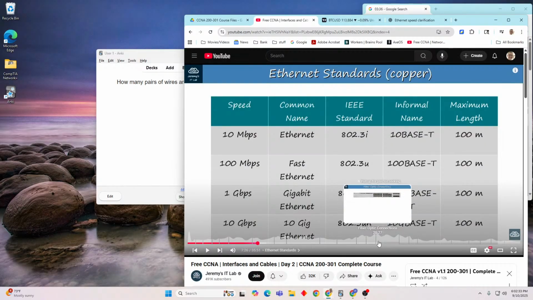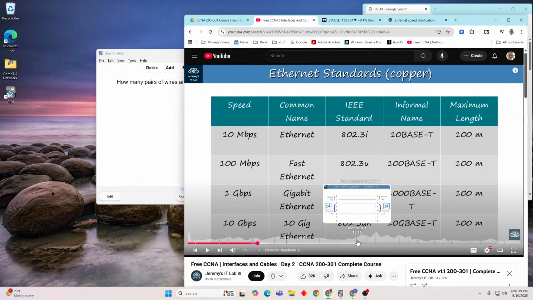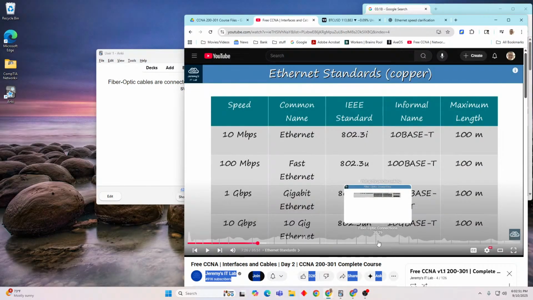How many pairs of wires? 10GBase-T cable. You know what? 4 equals 8. Fiber optic cables are connected to blank transceivers in a router or a switch. Fiber optic cables are connected to blank transceivers.